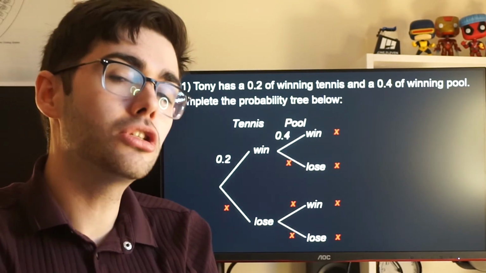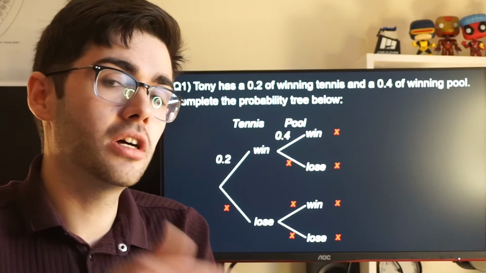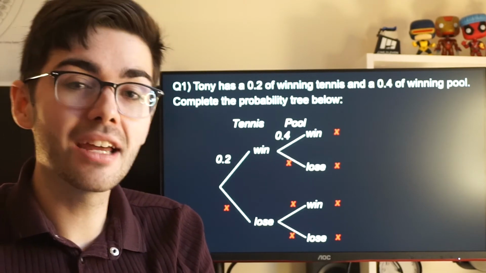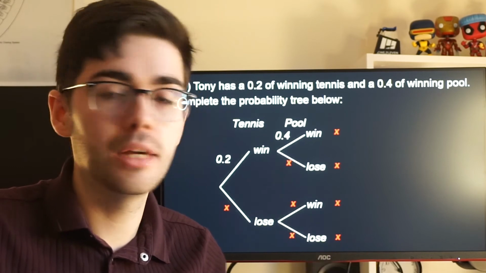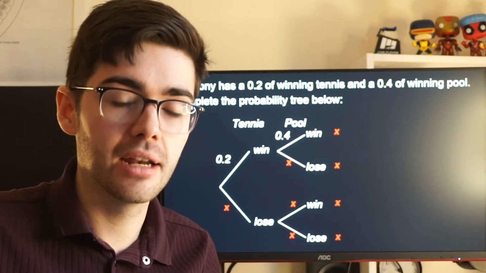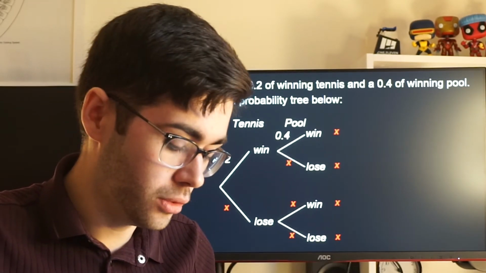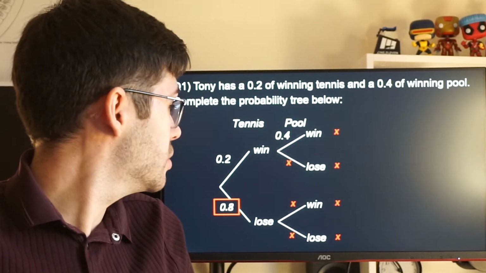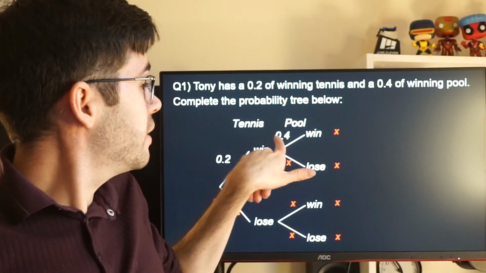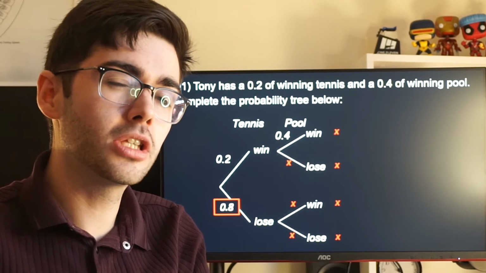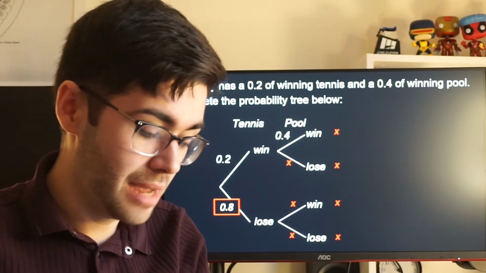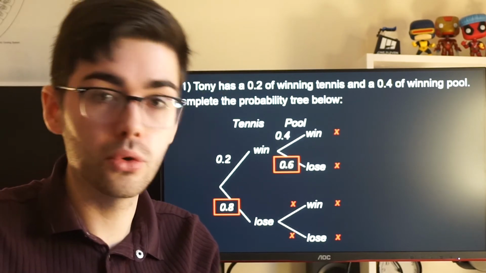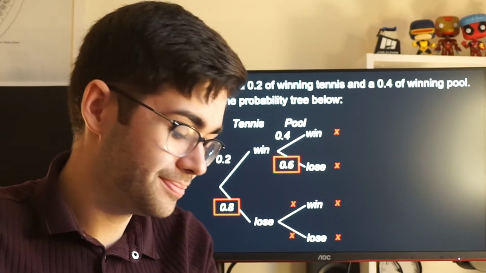So if he's got a 0.2 chance of winning tennis, what's the chance he loses? It's going to be 0.8, because they have to add up to 1. It's like earlier with the rain where I said 20% and 80%. They have to add up to 1 overall. So 0.8 chance he loses tennis. If he's got a 0.4 chance of winning pool here, what's the chance he loses? That's going to be 0.6, because again, they have to add up to 1 overall. He either wins or he loses.